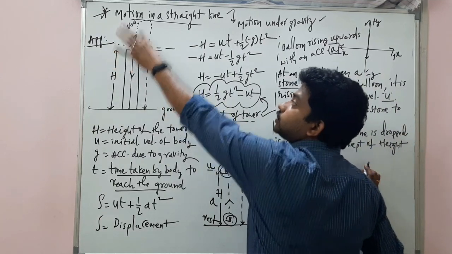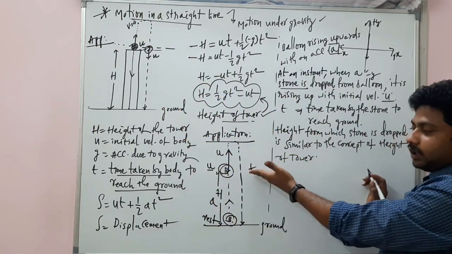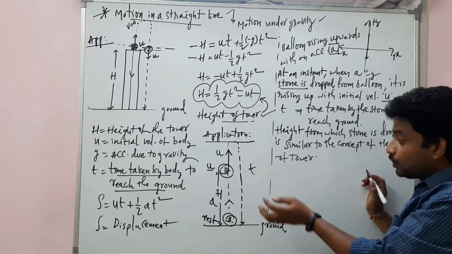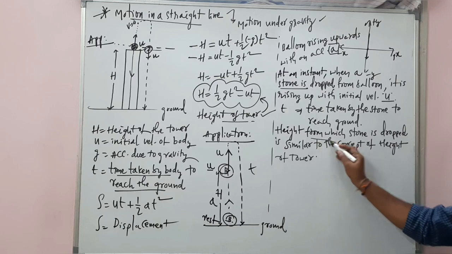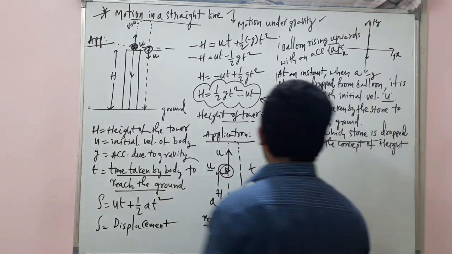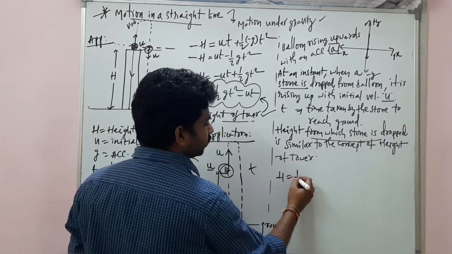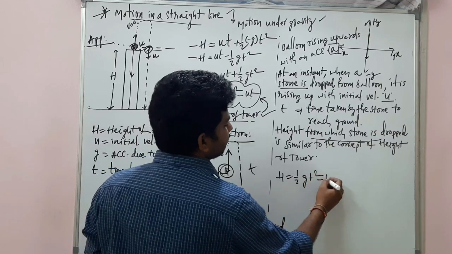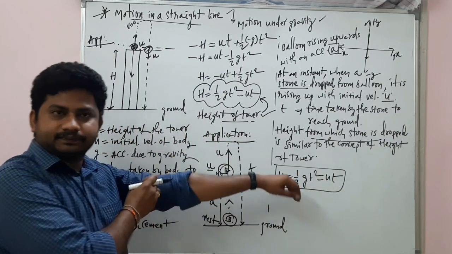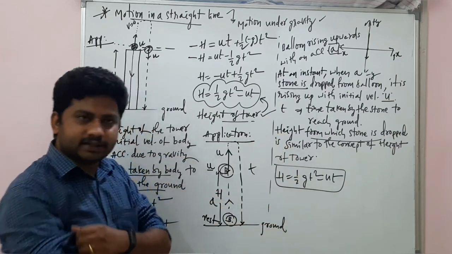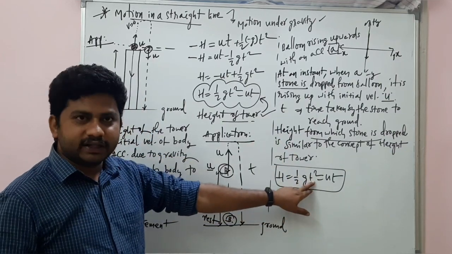From some height, the body is thrown vertically up. The similar thing is here. Now, what is the height of the tower, or the height from which the stone is dropped? Simple, direct formula: H is equal to half g t square minus u t. Understand? What is this h? Half g t square minus u t.